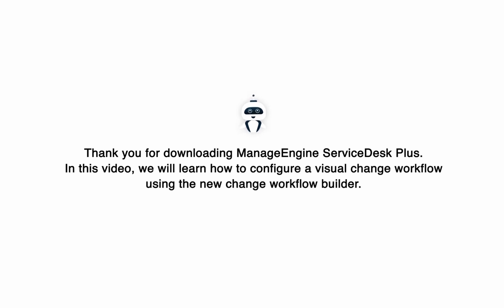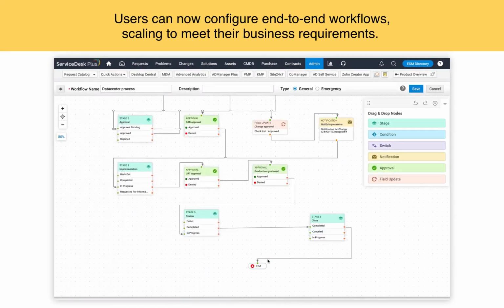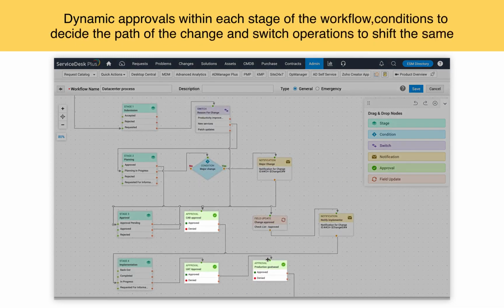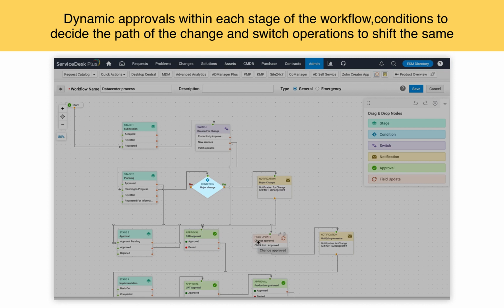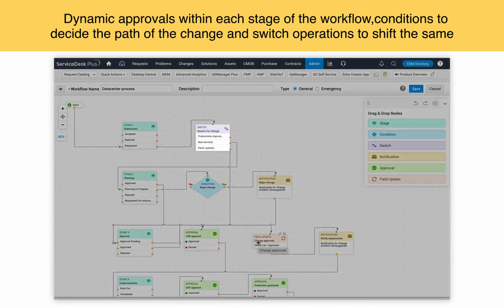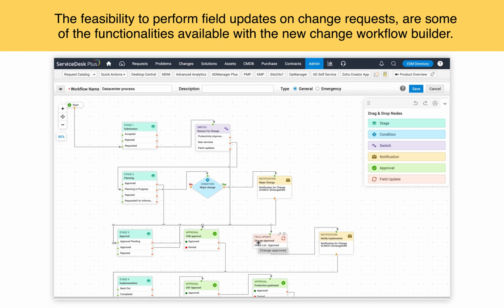In this video, we will learn how to configure a visual change workflow using the new Change Workflow Builder. Users can now configure end-to-end workflows, scaling to meet their business requirements. Dynamic approval within each stage of the workflow, conditions to decide the path of the change, and switch operations to shift the same, and the feasibility to perform field updates on change requests are some of the functionalities available with the new Change Workflow Builder.